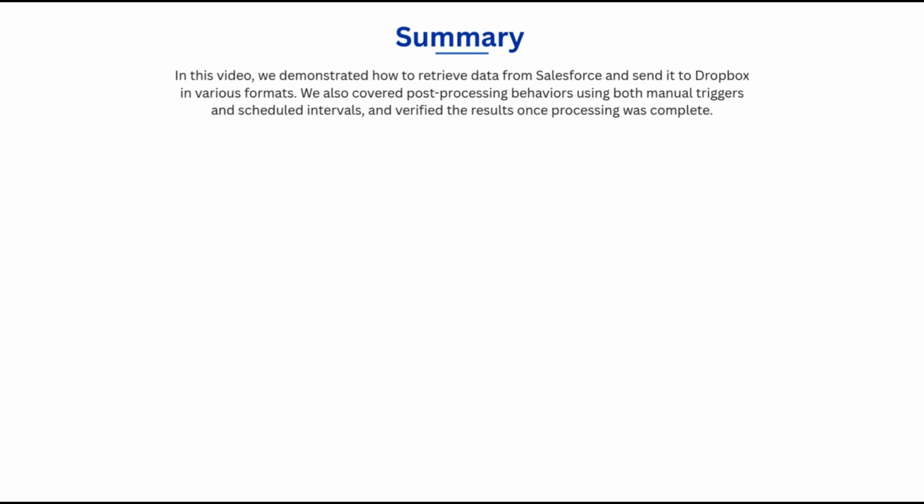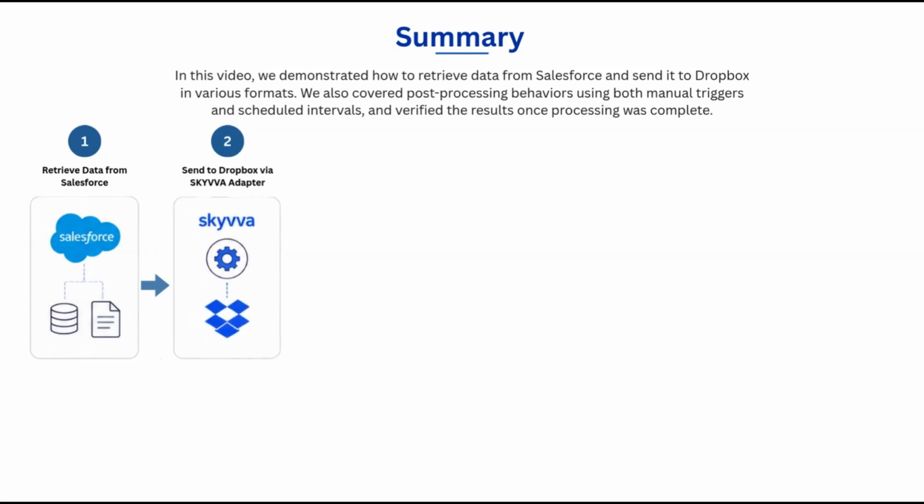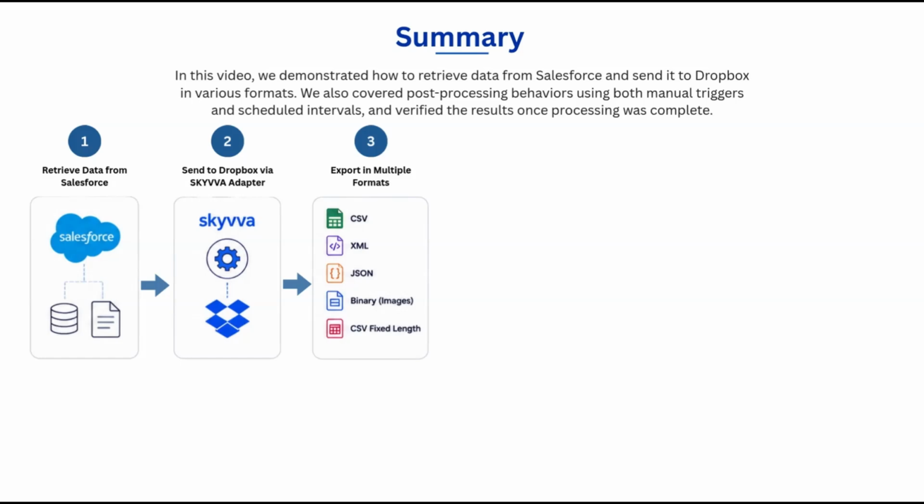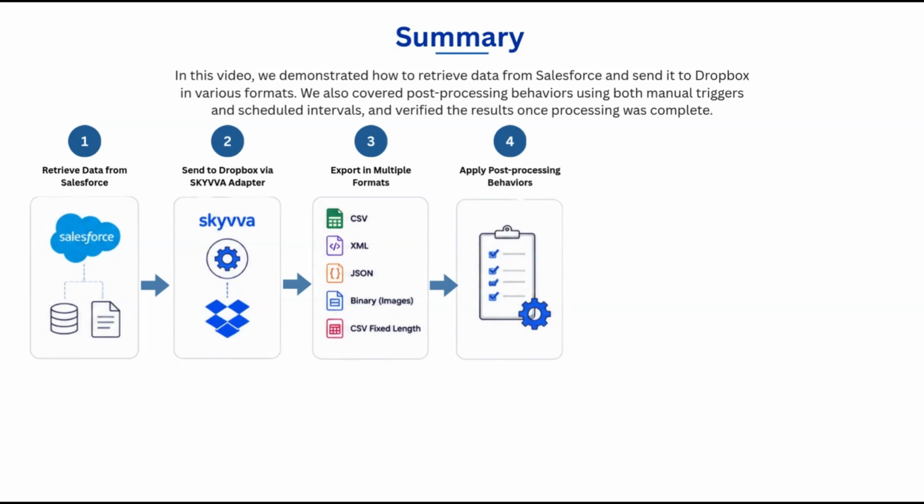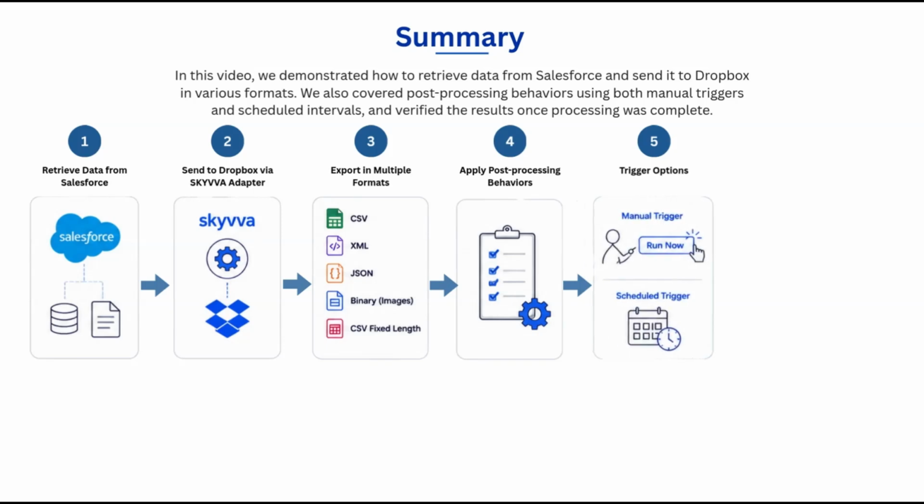To summarize, in this video we've demonstrated how to use the SKYVVA Dropbox Adapter to export Salesforce data directly to Dropbox. We started by retrieving data from Salesforce and automatically generating files in multiple formats, including CSV, XML, JSON, binary files such as images, and CSV Fixed Length. Next, we explored how post-processing behaviors can be applied after the export, and how the integration can be triggered either manually or through scheduled intervals, providing flexibility for different business requirements.